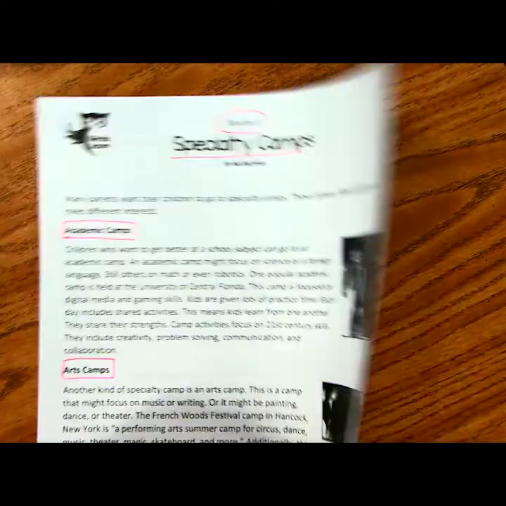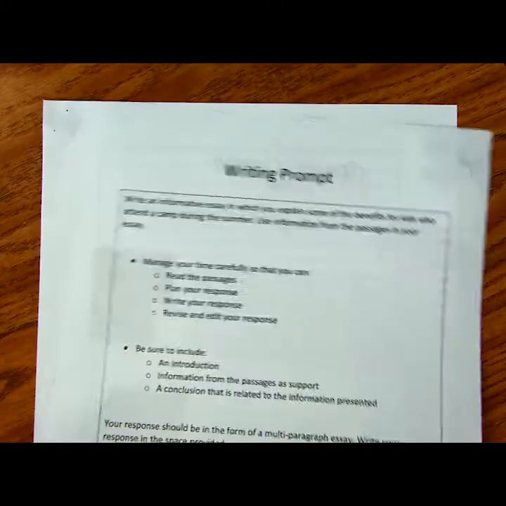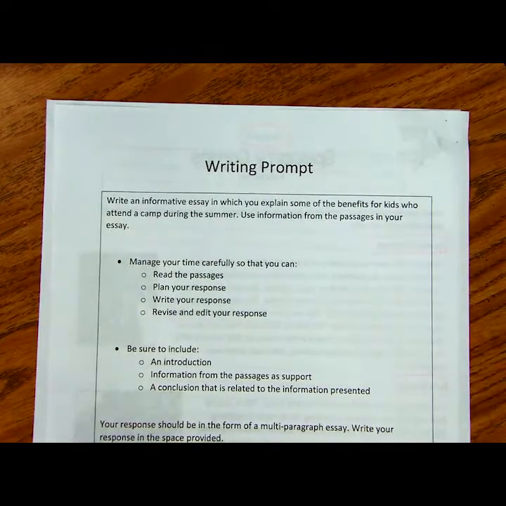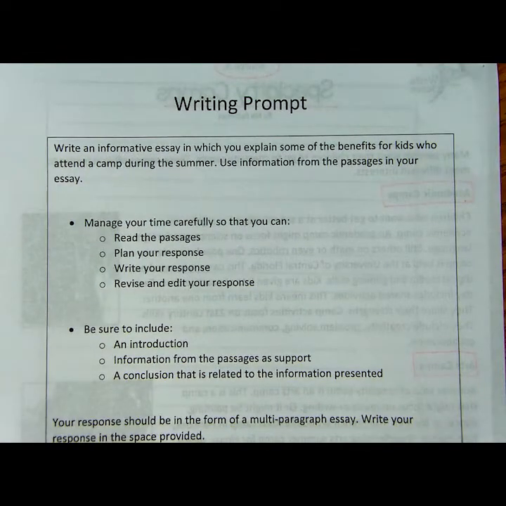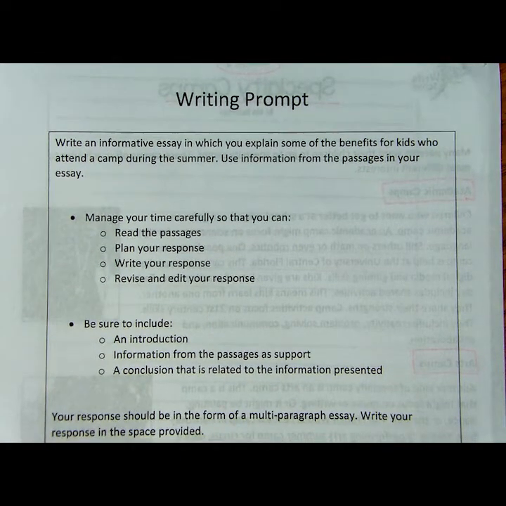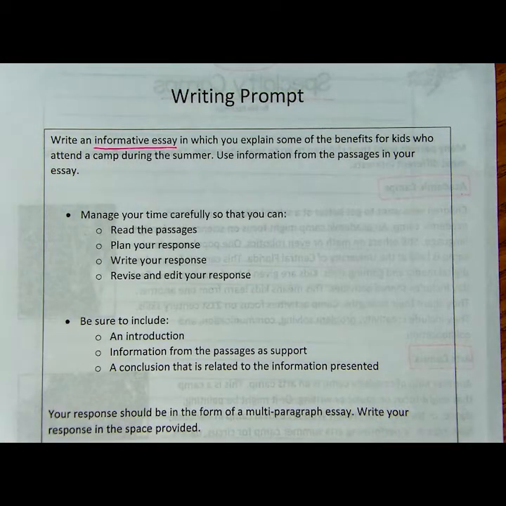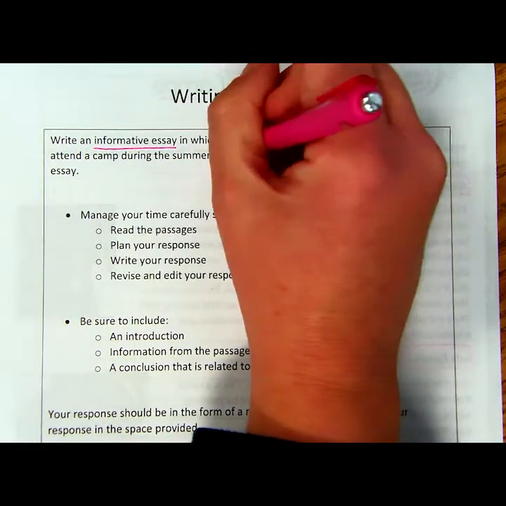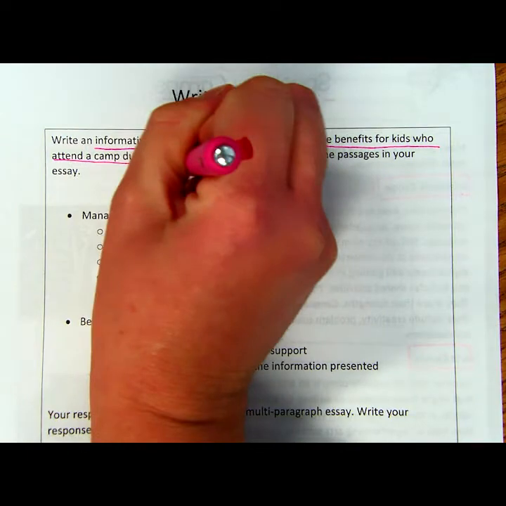All right, but I know the first thing I really need to focus on is not just looking at the article and getting an overview, but focusing on this page right here. The prompt. All writers must focus first on their writing prompt. So let's read this together. You have to write an informative essay, so I'm going to underline this, in which you explain some of the benefits for kids who attend a camp during the summer. Use information from the passages in your essay. Explain some of the benefits for kids who attend a camp during the summer.